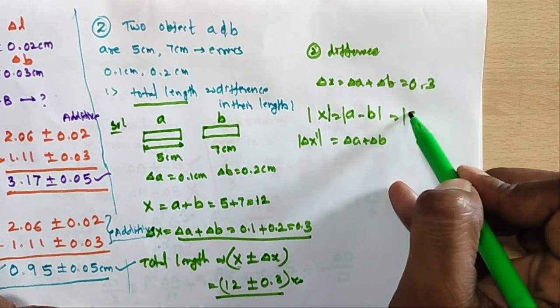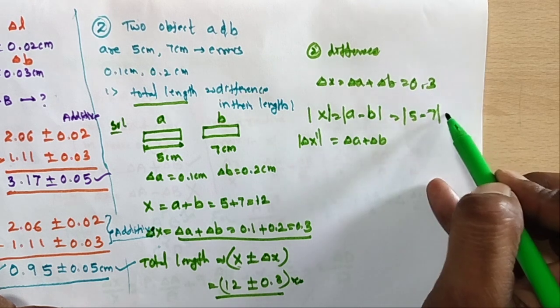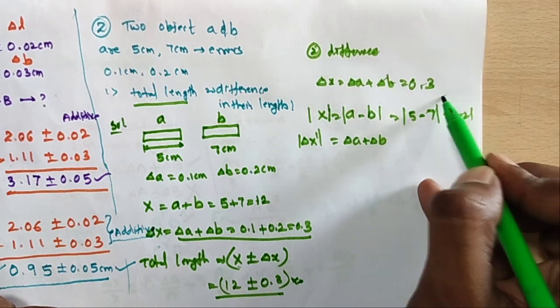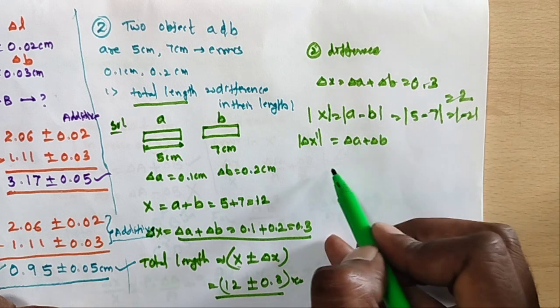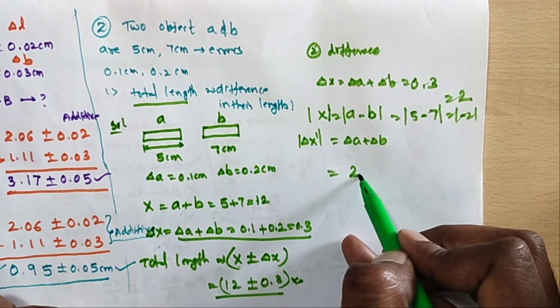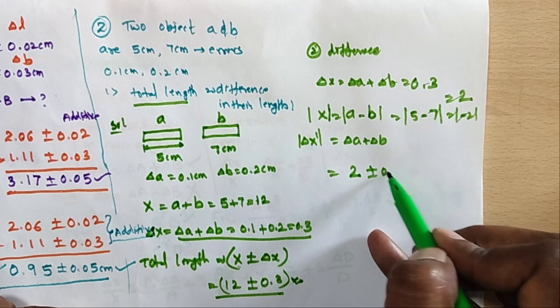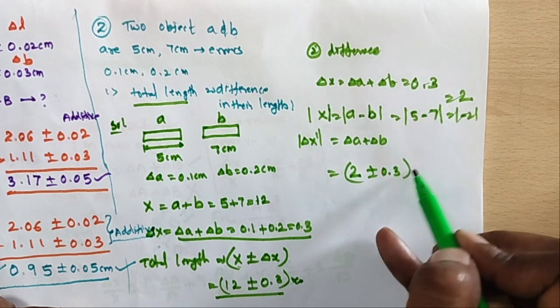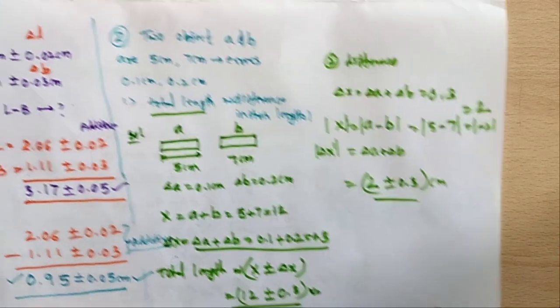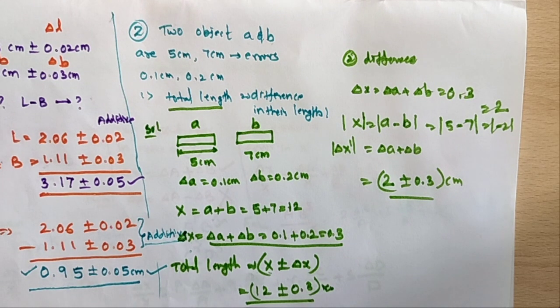Here 5 minus 7, modulus, is 2. So mod means always taking the positive value. So what is the answer? 2 plus or minus 0.3 centimeter. So this is another very simple problem.